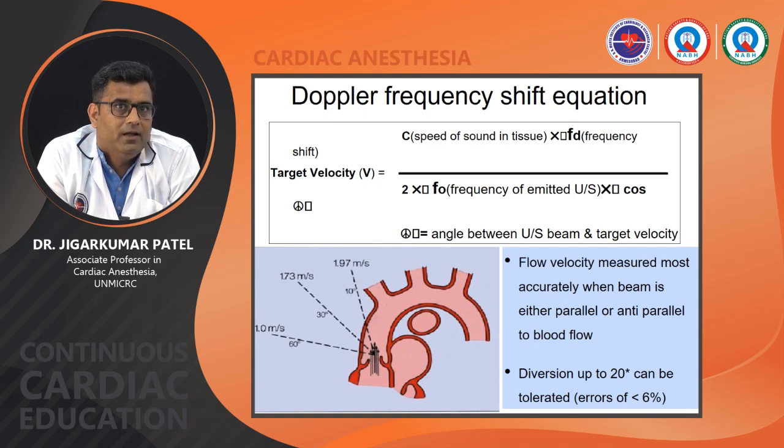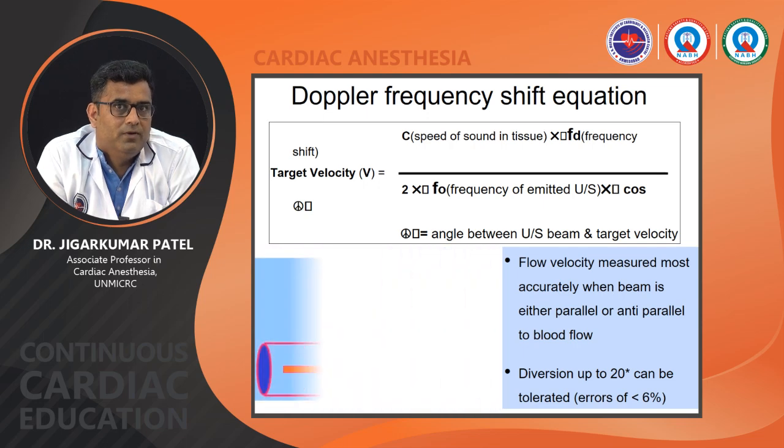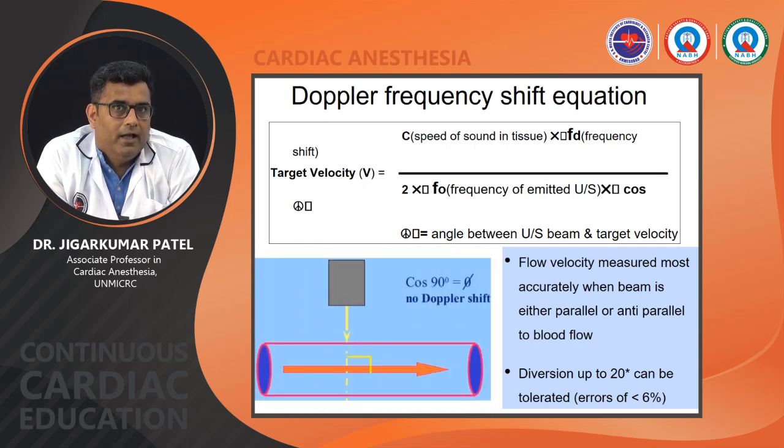Similarly, if you increase it to 60 degrees, you will get half of the actual velocity. So to measure actual velocity, the angle should be 0. But a deviation of up to 20 degrees can be tolerated with an error of less than 6%. And if the angle of observation is 90 degrees, then you cannot get the actual velocity.